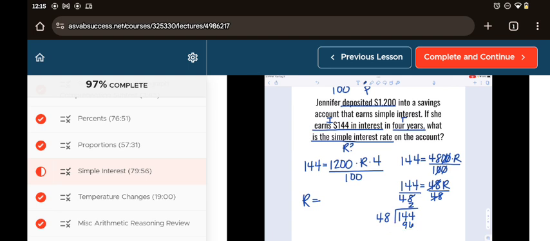I'm backtracking. 48 times 3. Let me double check that. That's 24. Carry the 2. It's exactly 3. Perfect. So my rate is 3%. And there we are. Okay.